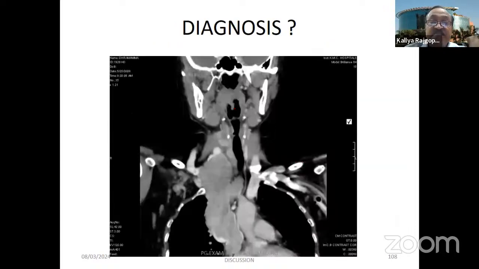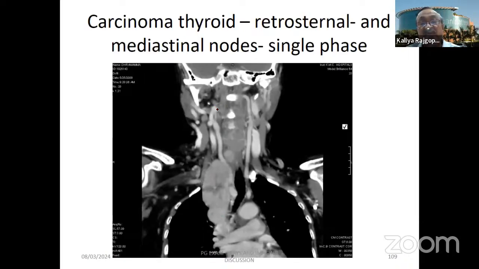CT of the neck. If you see here, of course, the lung shadow is very clear. And the diagnosis you can make out, one of the important cases for you, is the retrosternal goiter. You see this? The second picture will probably be more clear. You can see how the vertebral arteries have been pushed like this. So this is a large papillary carcinoma of the thyroid with retrosternal extension with mediastinal nodes. Normally a single phase is taken, and this is the classical retrosternal goiter.